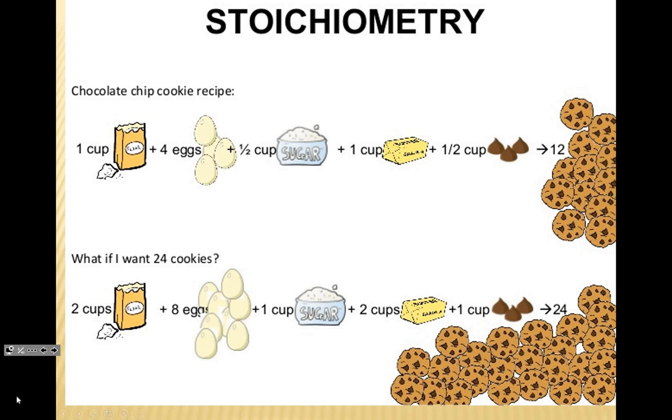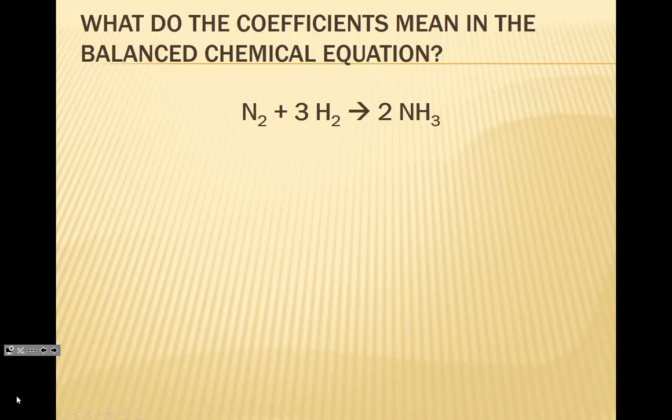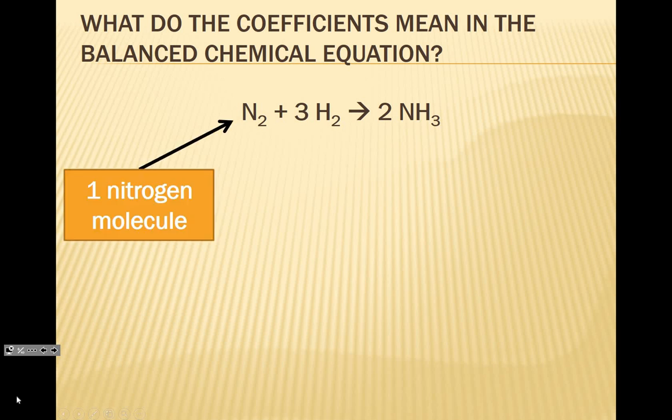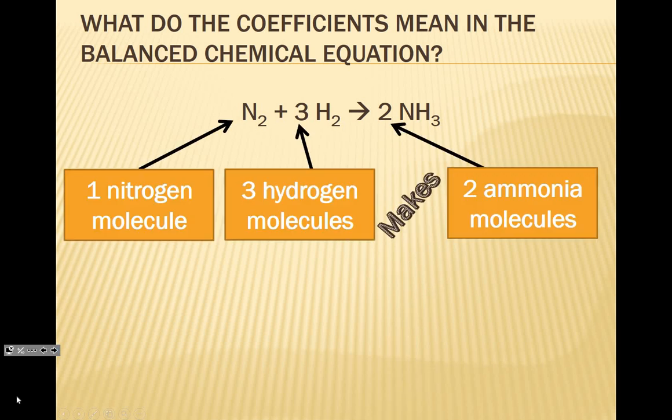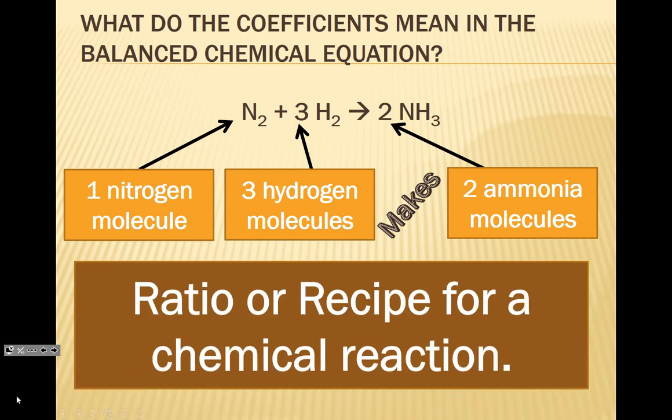Okay, so this is sort of what we do in chemistry with our chemical reactions. Here's a chemical equation that we did. It's a recipe. I need 1 nitrogen to go with 3 hydrogens to make 2 ammonias. Now, it's a ratio or a recipe. So we're looking at a chemistry recipe for a chemical reaction. It helps me to understand what's going on.